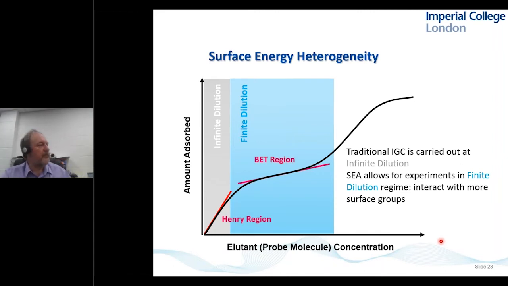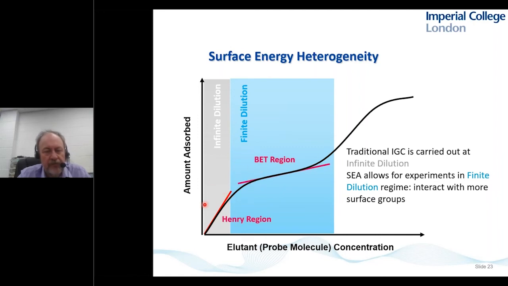So what I've just put in front of you here is a model isotherm. We've got on the x-axis the concentration of the molecules that we're going to use to interrogate the surface, and on the y-axis the amount adsorbed. Traditional IGC is carried out at very low concentrations down here, but it turns out if we want to probe the heterogeneity, we need to go to somewhat higher surface coverages. So typically we're working in the region up here.